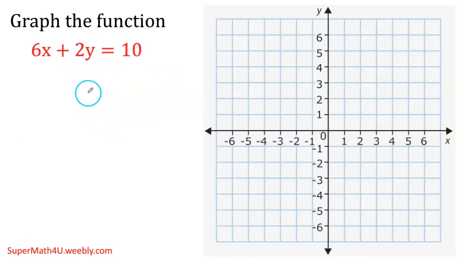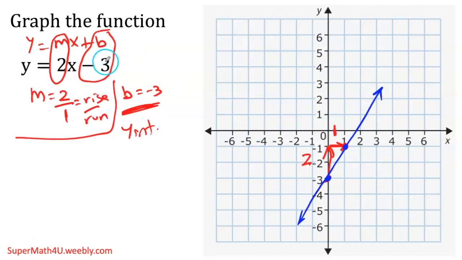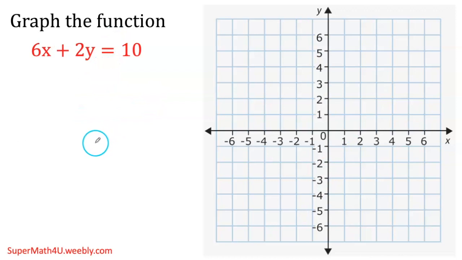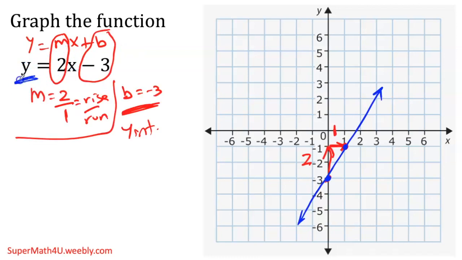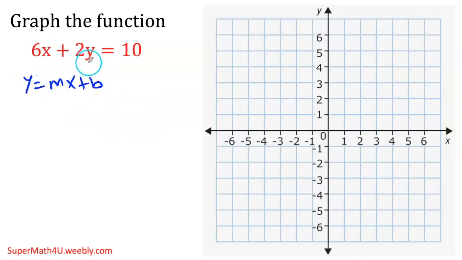Graph the function. They can ask you graph the function, graph the equation. And they give you 6x plus 2y equals 10. By default, I go to y equals mx plus b, the slope-intercept form. Now, a lot of people tend to think that any number that is with the x is going to be your slope, right? Which is true. It's true if the y is by itself, like we did in the previous problem. But here, the y is not by itself.